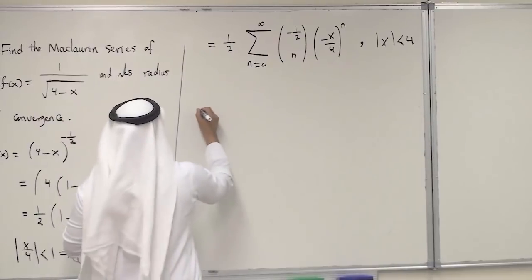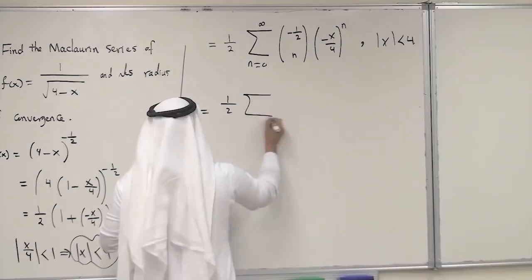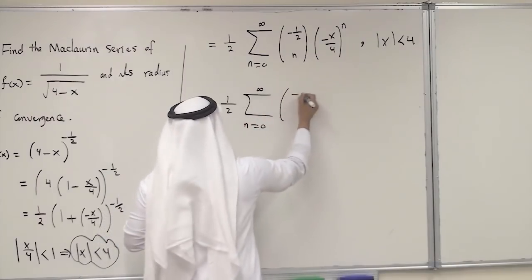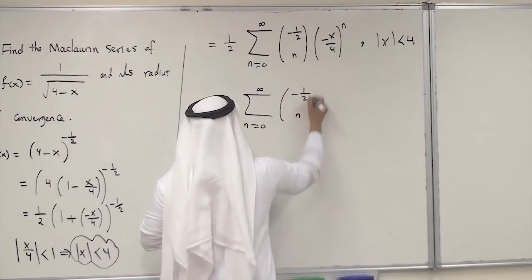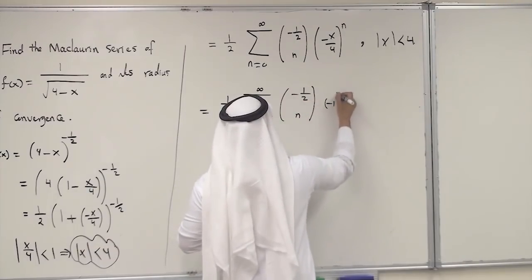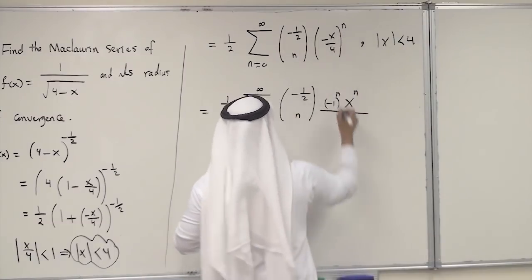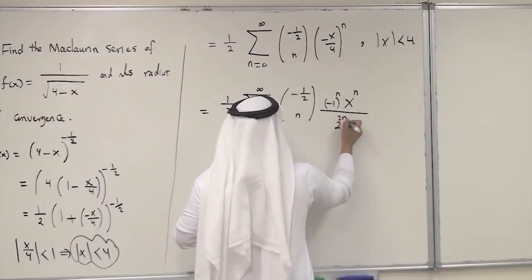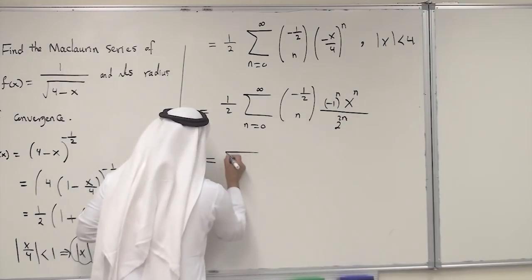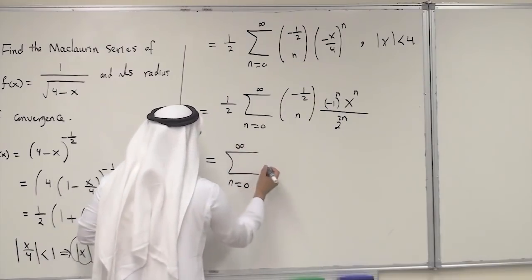Let's write the final answer then. It will be 1/2 times the summation from n equal to 0 up to infinity of minus 1/2 choosing n, times minus 1 to the power n, x to the power n, all over 4 to the power n. I can write that as 2 to the power 2n, and then I can multiply by the 1/2 inside to get the following result, n equal to 0 up to infinity.